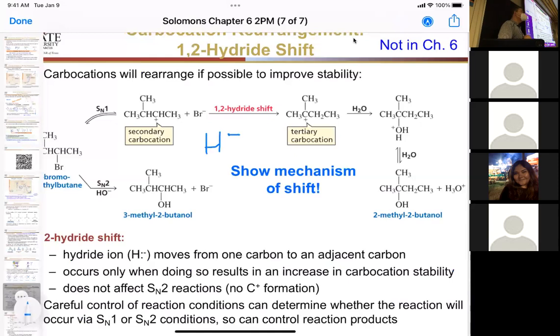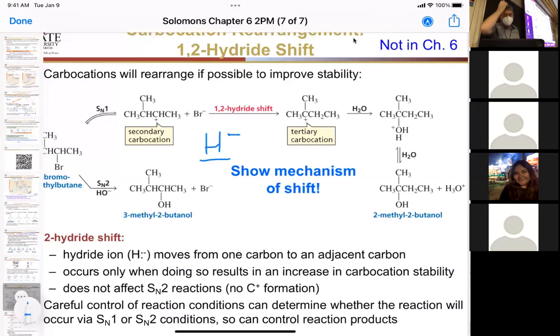When it moves, it takes its electrons with it. This right here, a hydrogen with 2 electrons in its outer shell, is called a hydride. It's a full shell, but it has a negative charge. Okay, so we're going to move a hydrogen 1 over. We only do it to make a secondary or a tertiary. Only do it from a secondary to a tertiary, not the other way back.